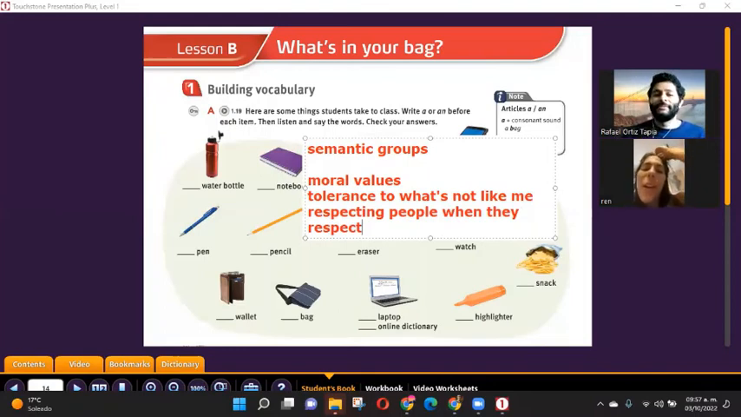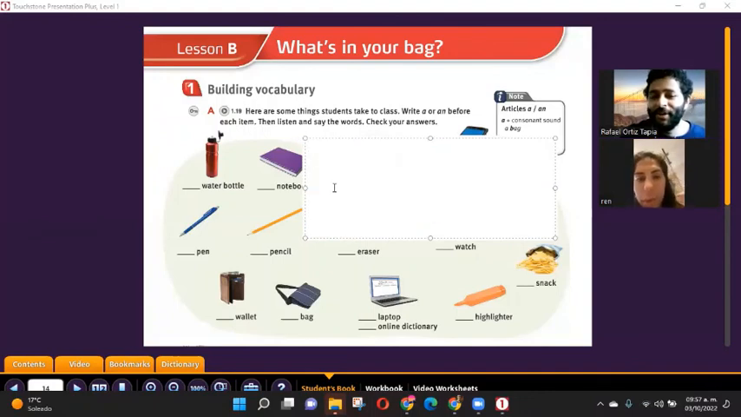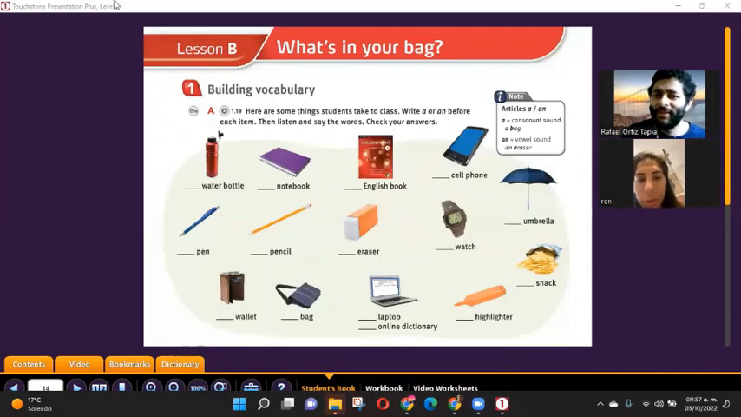Yeah. So, I understand. Again, you don't need a teacher to tell you what is a water bottle. You can do this on your own, right? But we are going to work with this in a different way next class. I really didn't understand this picture. This is a semantic group, like water, notebook, English book. Exactly. All these are a semantic group.